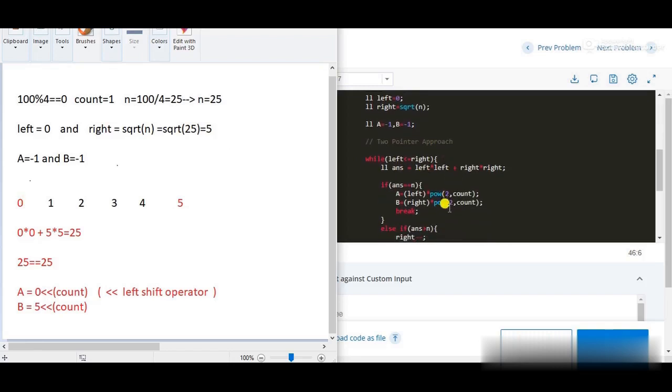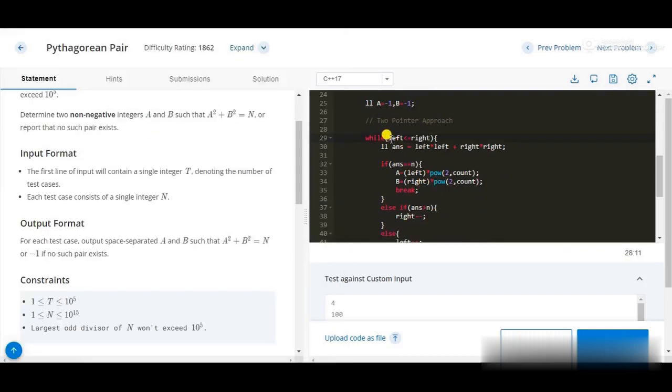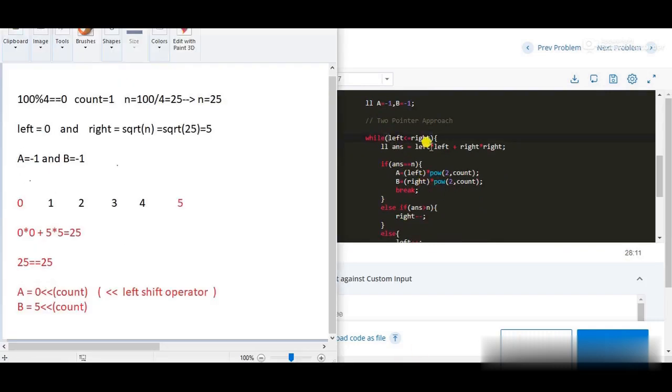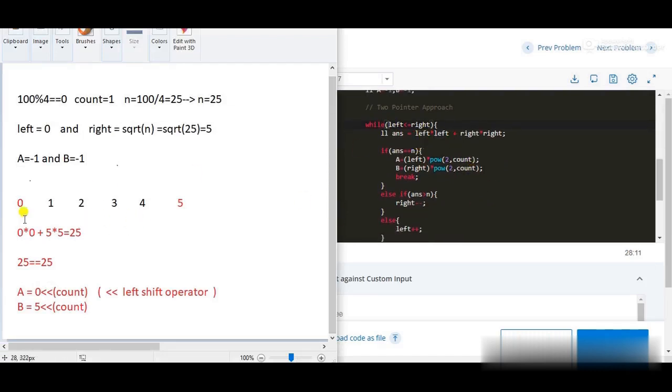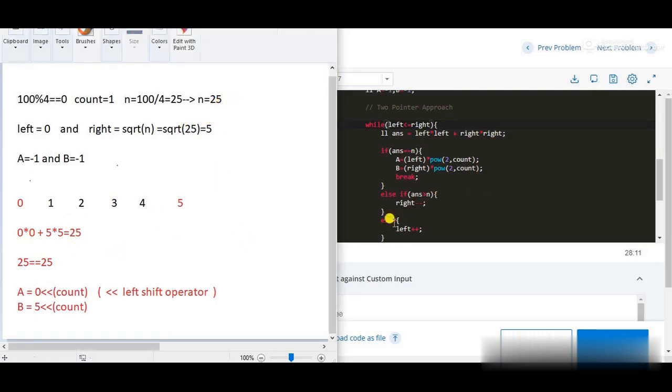And we perform the two pointer approach on that. Let's take our left pointer as 0 and right as 5. We perform the operation. We multiply 0 into 0 plus 5 into 5, right into right. We get 25 and our actual number is 25. So we check whether 25 is equivalent to 25. Yes, it is equivalent. Now we got the two numbers a and b, but it is not the actual a and b. A is not right and b is not left. We need to do left shift operator.